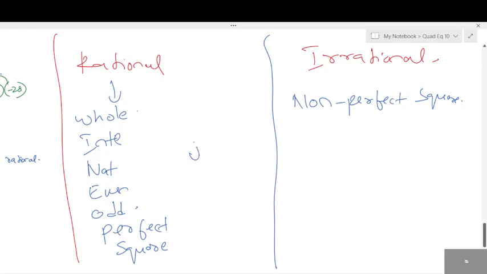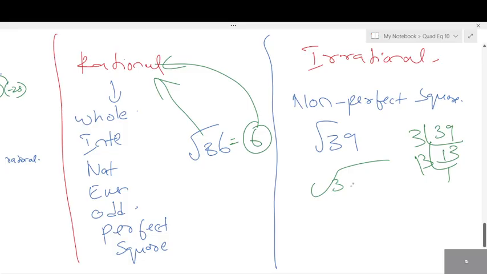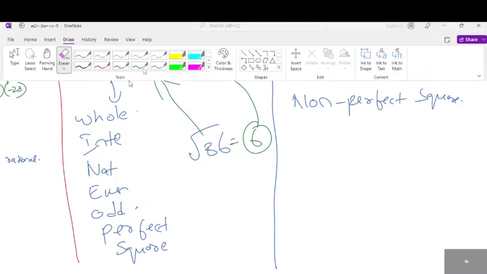Now if I write square root of 36, square root of 39, which is rational, which is irrational? What is square root of 36? 6, the rational. Therefore, root 36 is rational. What about root 39? Is it a perfect square? How do you find whether it's a perfect square or not? Take 39: 3 into 13. Is there any pair which we can take out? No, right? The square root remains the same. You cannot factorize, students.